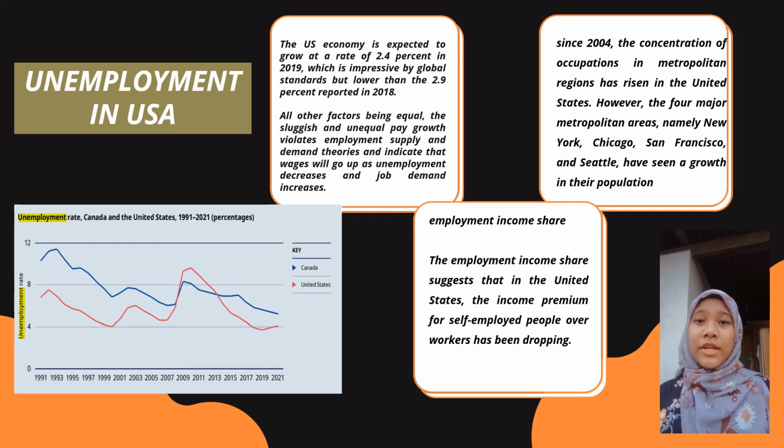Then, the unemployment income share. The income share suggests that in the United States, the income premium for self-employed people over workers has been dropping. They correspond to a gradual decline in the self-employed people's income relative to that of employees.